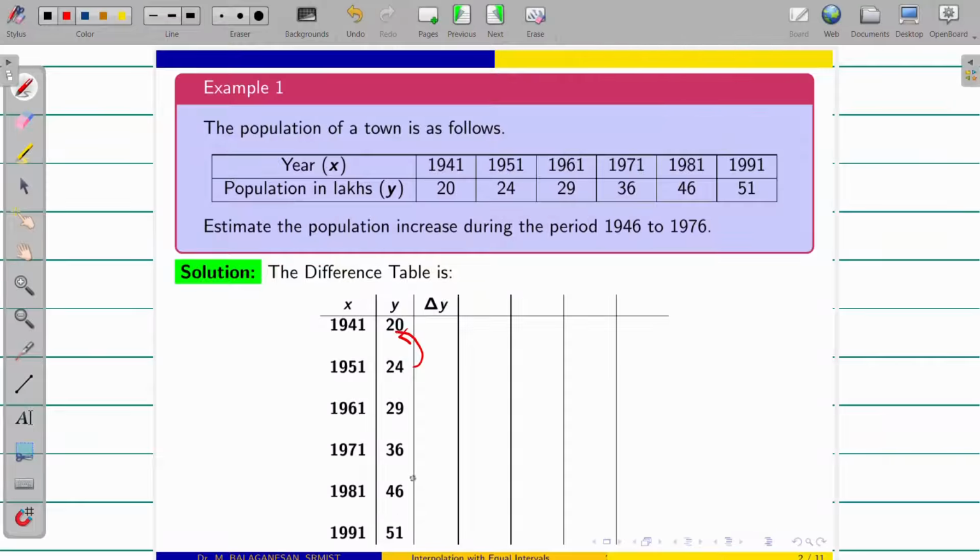As I told you already, if you want to avoid mistakes, it's better to do it from the end, from the last. So 51 minus 46, and then 46 minus 36, and then 36 minus 29, and then 29 minus 24, 24 minus 20. In that way, it is better to move. If you move like that, you won't commit any mistake, because some students will subtract this with this, 20 minus 24, and get minus 4.